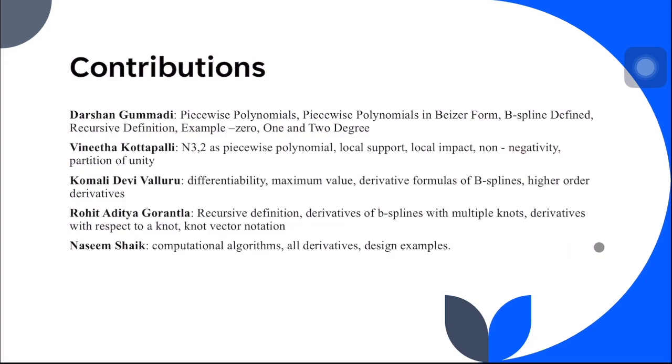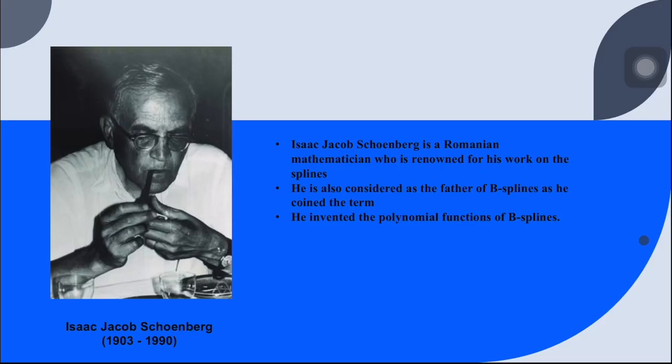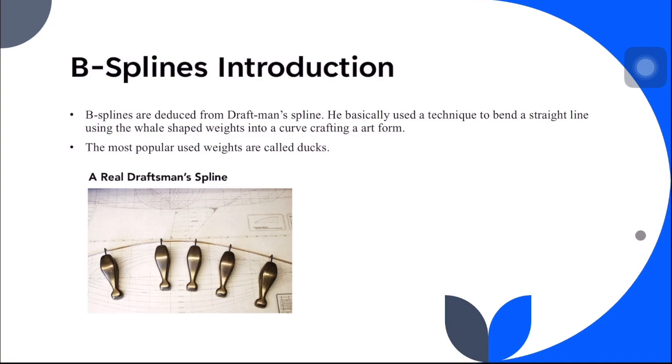So let's get into the introduction. Here is Isaac Schoenberg in the picture, and he is known as the father of B-splines. He is a Romanian mathematician who is renowned for his work on splines, and because he coined the term B-spline functions, he's known as the father of B-splines. He invented the polynomial functions of B-splines.